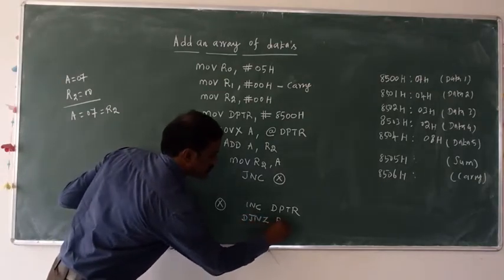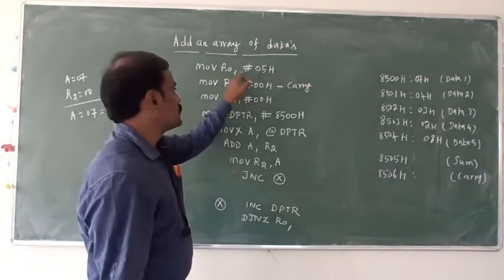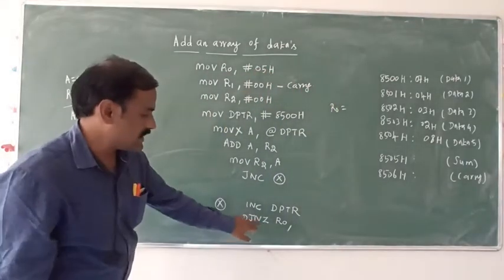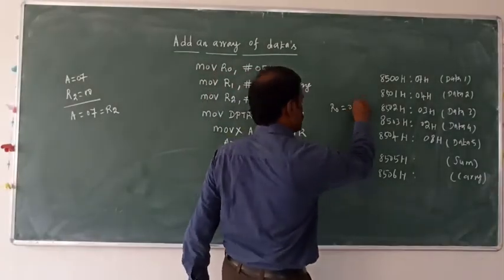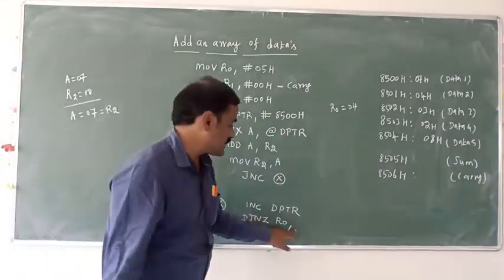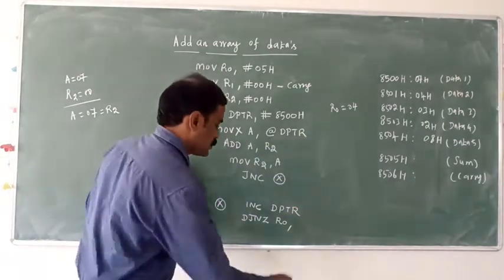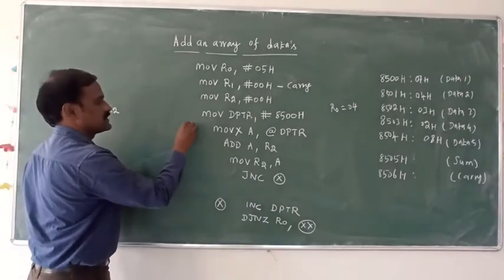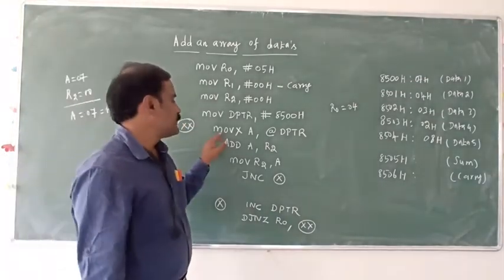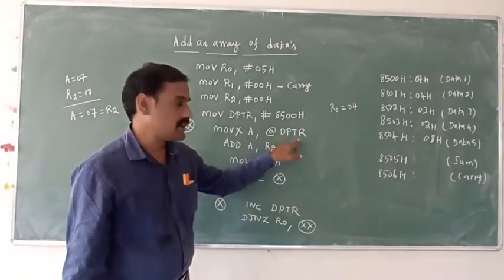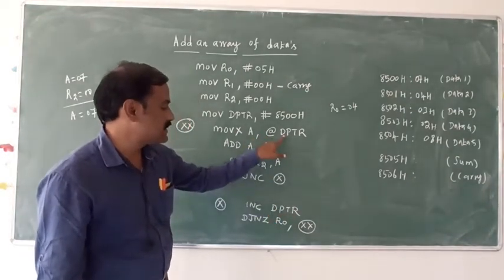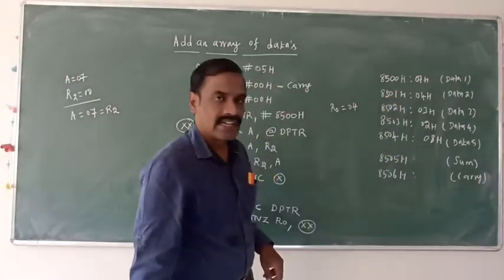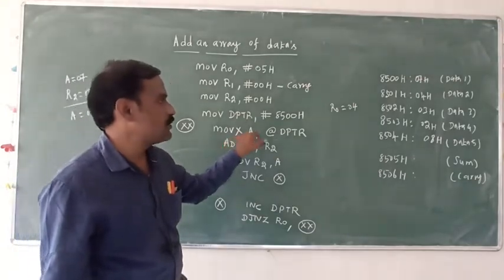DJNZ R0, ... Now register R0 is initially 05; after the decrement, register R0 equals 04. Now check whether it is 0 or not. Not 0 means jump to this memory address location: MOVX A, @DPTR. Now the DPTR address has been incremented. At present the DPTR address is 8501, and the data at that memory address location is moved to the A register.